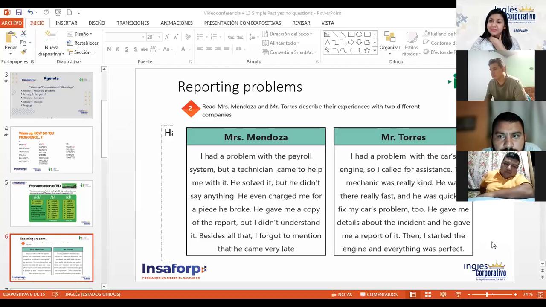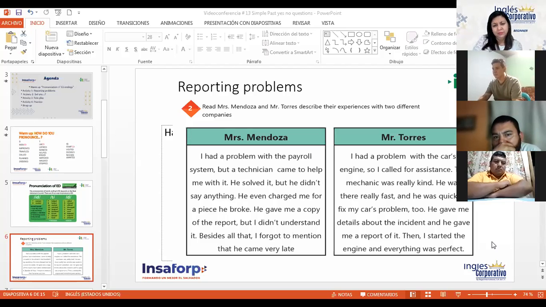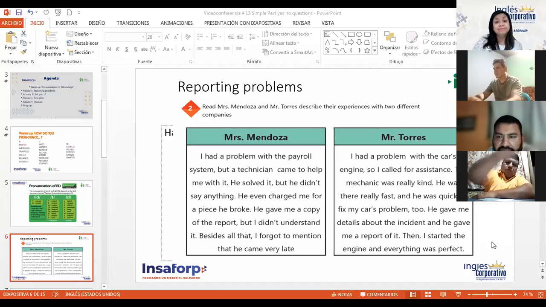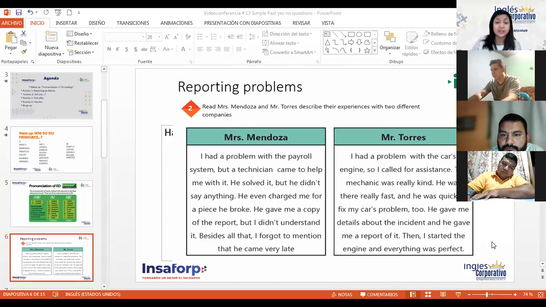Yes, Mr. Rodas. Mrs. Mendoza, the technician solved the problem, but he didn't say anything, and he broke the part. Okay. And he gave a report, but she didn't understand. So the technician wasn't really kind, right? He only solved the problem, but he didn't have interpersonal abilities, right? Different from the car's mechanic.